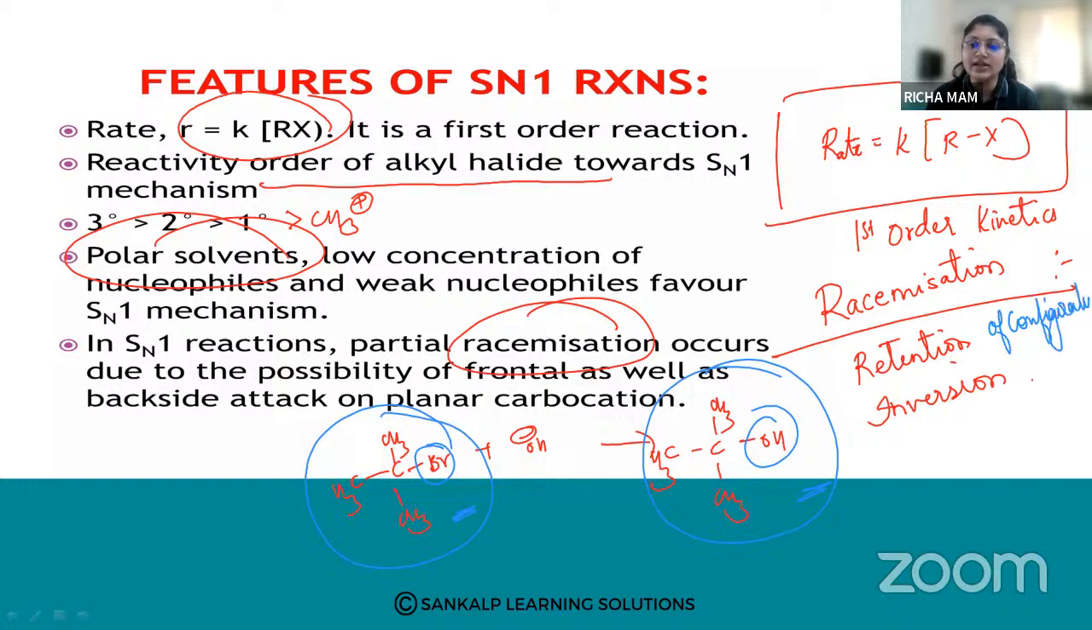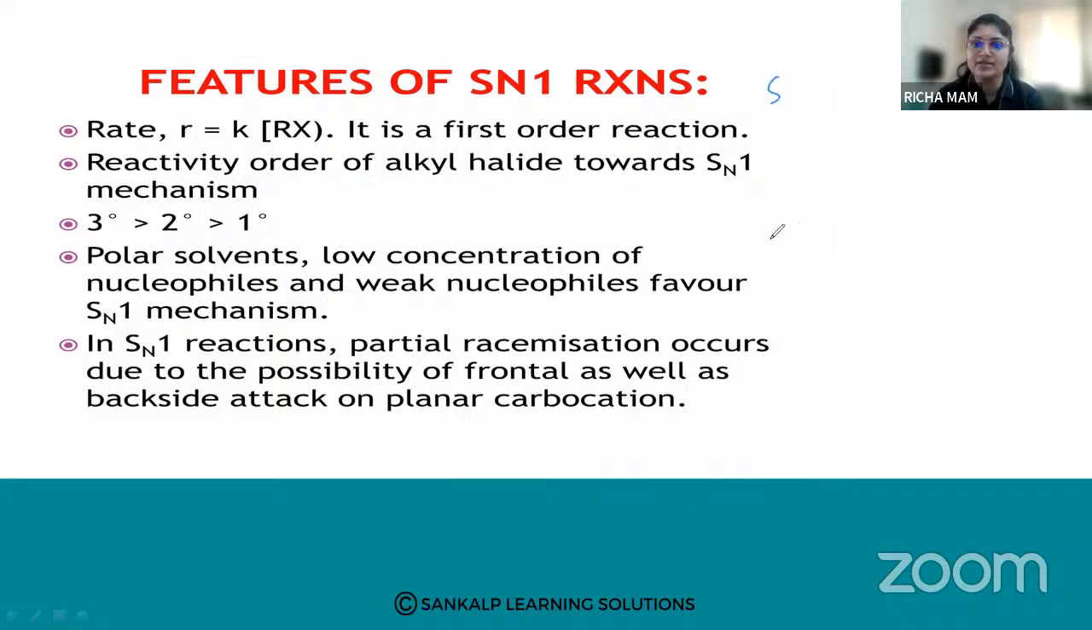When the relative arrangement of the bonds is the same in the starting reactant and in the product, it is called retention of configuration. Now, what do you mean by inversion? That we are going to study in the SN2 mechanism.